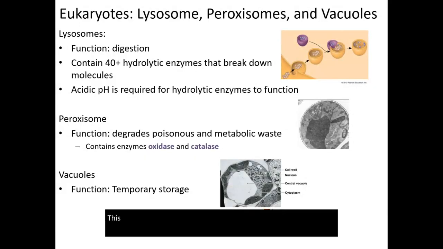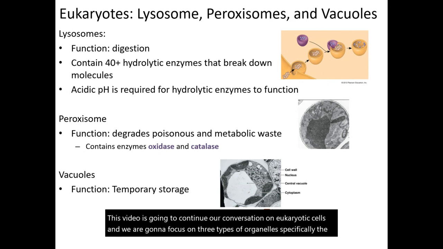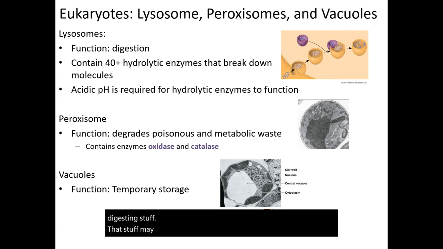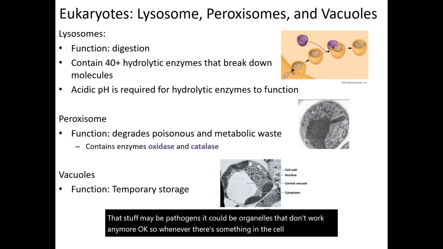This video is going to continue our conversation on eukaryotic cells, and we are going to focus on three types of organelles specifically: the lysosome, peroxisome, and vacuoles. So lysosomes are key for digesting stuff. That stuff may be pathogens. It could be organelles that don't work anymore, okay? So whenever there's something in the cell that needs to be broken down and eliminated, the lysosome is called to play. So we just say kind of vaguely that its function is digesting.